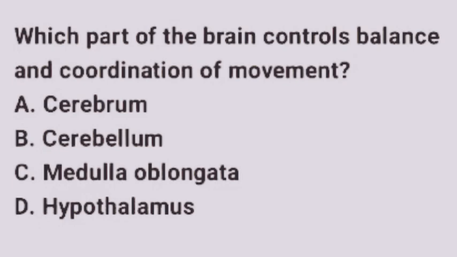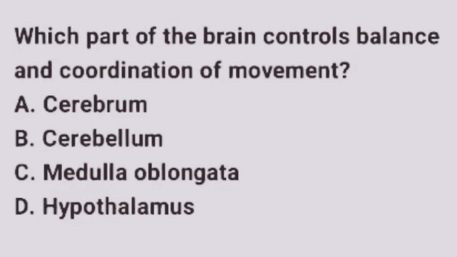The correct option here is option B, cerebellum. The cerebellum coordinates muscular activities and maintains balance and posture. The cerebrum handles thinking, memory, and voluntary action. The medulla oblongata controls involuntary actions such as heartbeat and breathing. And then the hypothalamus regulates body temperature, hunger, and hormones.